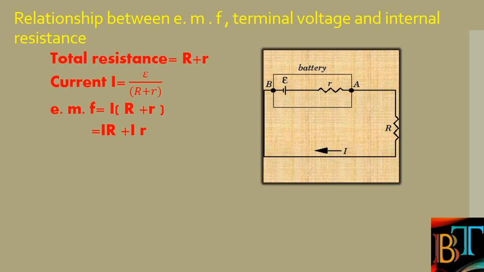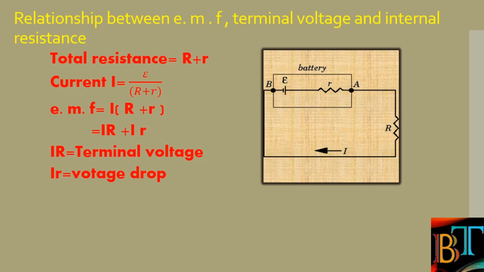But we all know that the current into external resistance is called terminal voltage. Current into external resistance is a voltage, and it is the voltage across the terminals of the cell. Now, current into internal resistance is called voltage drop. So we can write EMF is equal to terminal voltage plus voltage drop, or voltage drop is equal to EMF minus terminal voltage.